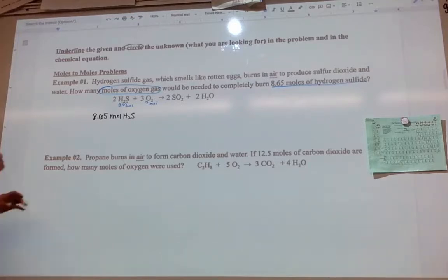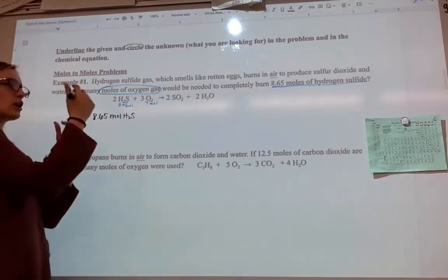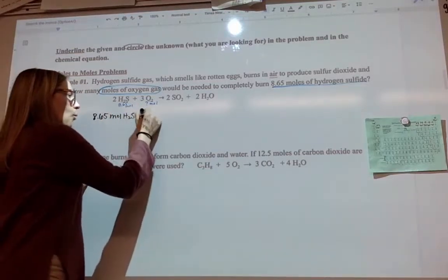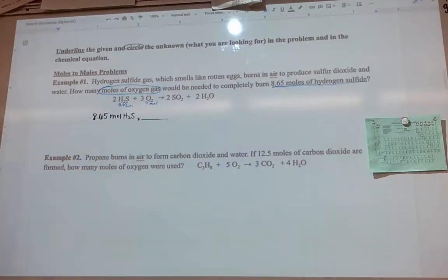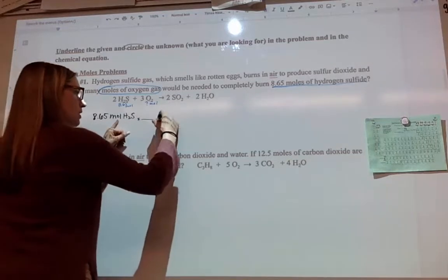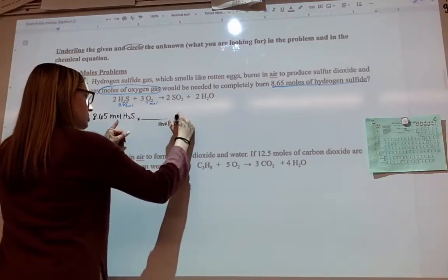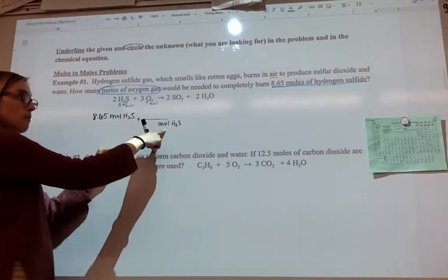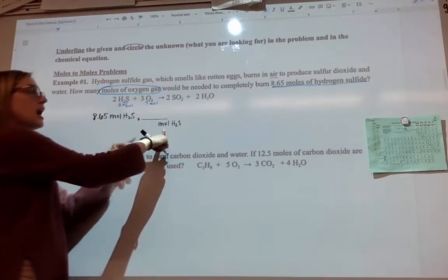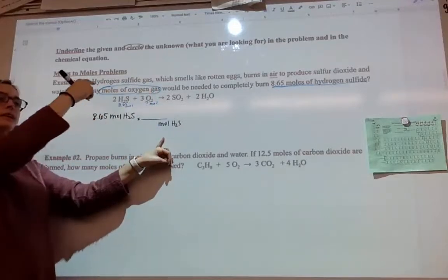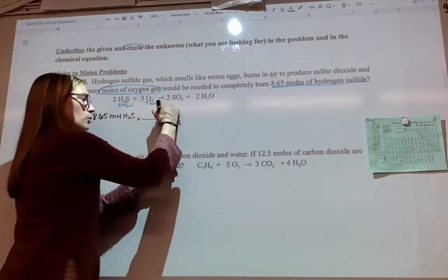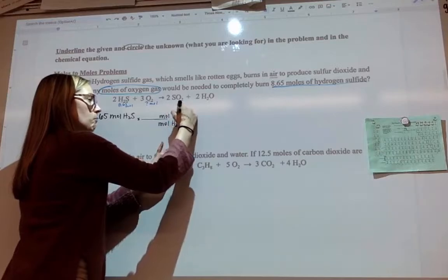To go between substances, I left this little gift tag up here on the board. Remember, whatever you're going from is on the bottom, whatever you're going to is on the top. Make sure that our units cancel. When you want to convert between substances, it has to be in moles. So I want to cancel out moles of H2S. I want to go from moles of H2S, and the substance I'm trying to get to is oxygen, O2, which means I'm going to go to moles of O2.